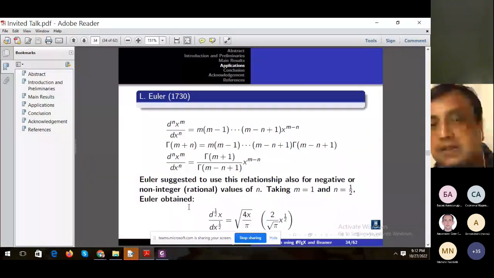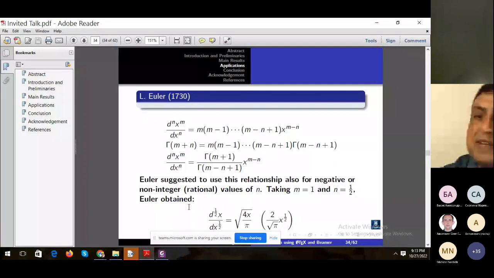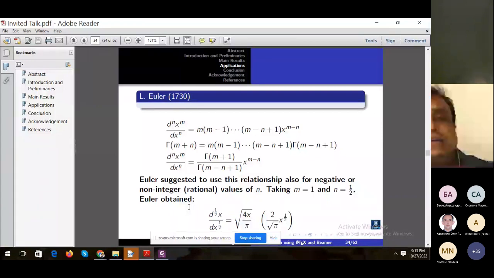Then, after this development, Bernoulli, Leibniz and many more researchers worked in this direction. And here I mention one of the milestones in the development of fractional calculus by Euler in 1730. He developed a very, very important composition formula. You can see this is d^n x raised to power m upon dx^n. It is an nth order differential expression.